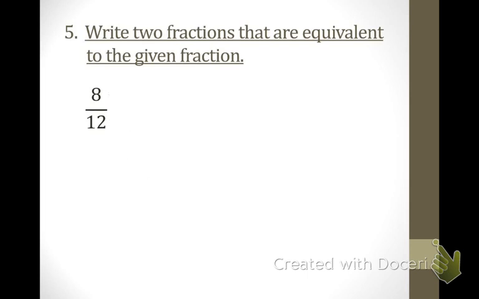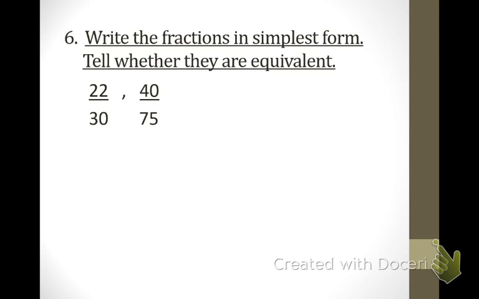All right, let's go to the next one. Number 6. Write the fractions in simplest form and tell whether they are equivalent. All right, simplest form, what does that mean I need to do? You have to divide, okay? What is a number that goes into a 22 that also goes into a 30? 2. So let's divide by 2 on top and bottom. Katie, when you do that, what do you get? 11 and 15.